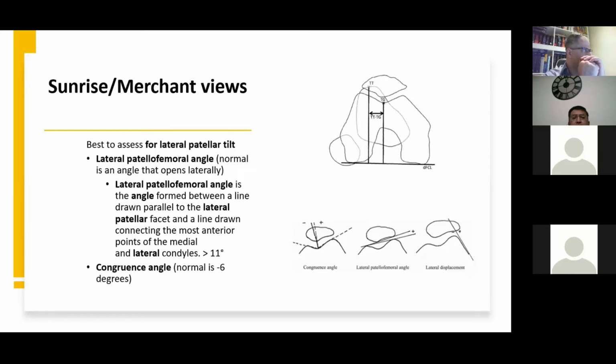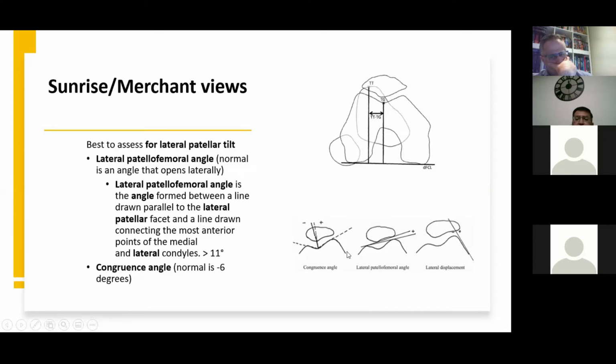And on the Merchant view or the skyline view, these are the different angles which we can see. The congruence angle we can see here. This is between two lines. One is perpendicular to the trochlea, the trochlear deepest part, and then one line through the thickest part of the patella at the junction of the medial and lateral facet, and we measure the congruence angle. This is the congruence angle.